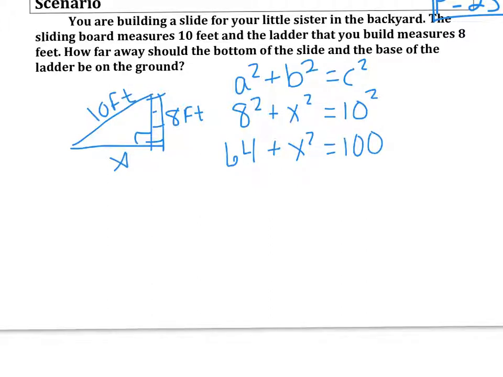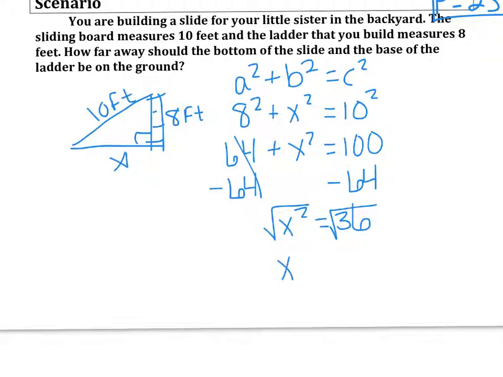Now I have to solve, so I'm going to subtract 64 on both sides because the goal is getting x by itself. I end up with x squared equals 36. My final step then is to take the square root on both sides, which will tell me that x equals 6 feet. So the base of my ladder will be 6 feet away from the bottom of the slide.